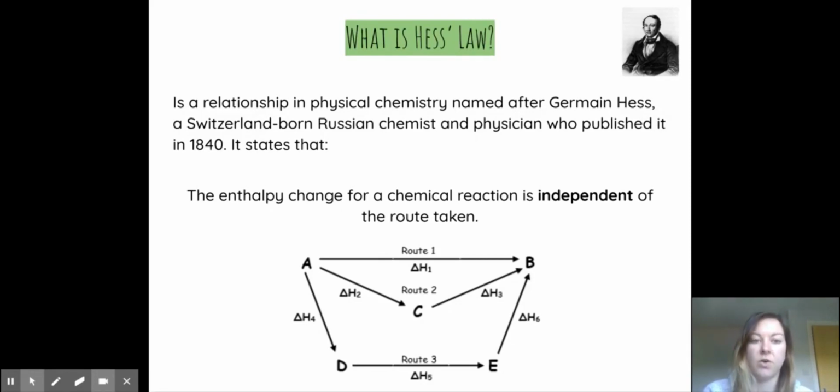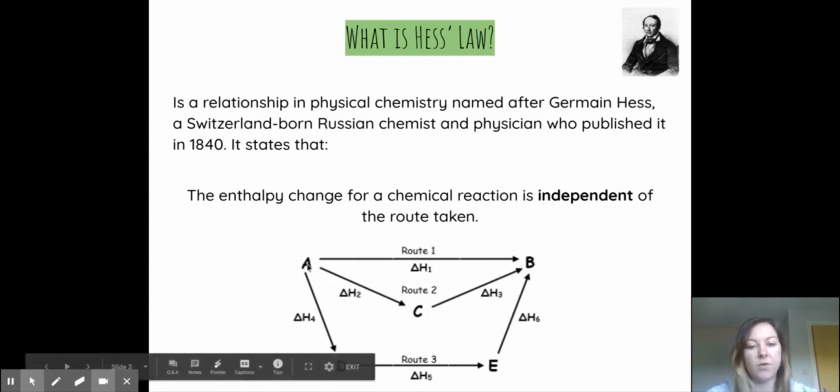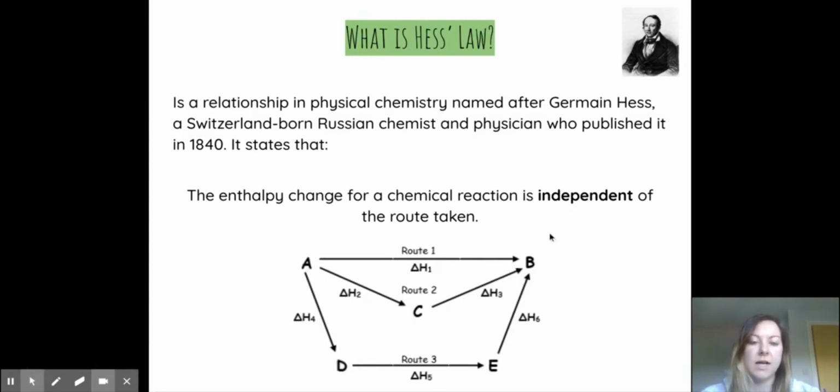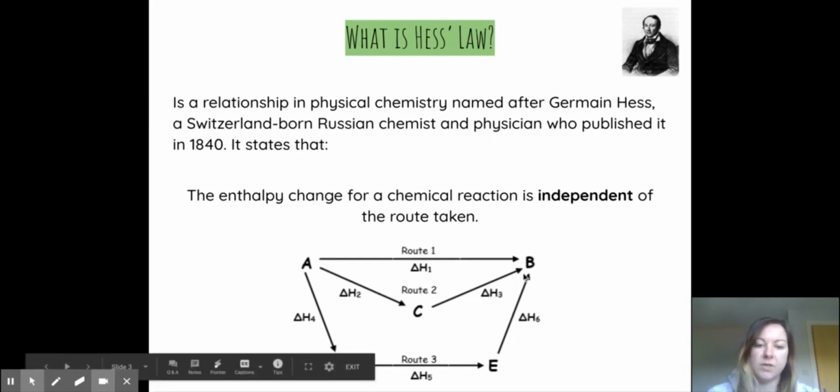That is Hess's Law. And what that means is it doesn't matter if you go from A to B, A to C to B, or A to stage D to stage E to B. All of the enthalpy changes should add up to the same number. So delta H1, which is the value for route 1, should equal delta H2 plus delta H3, which should also equal delta H4, delta H5 plus delta H6.